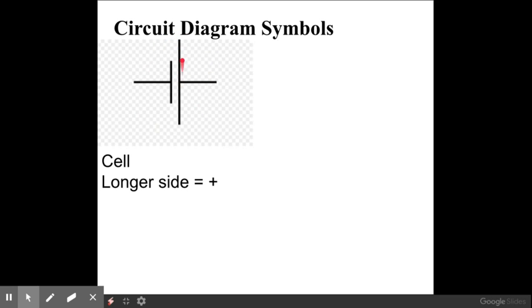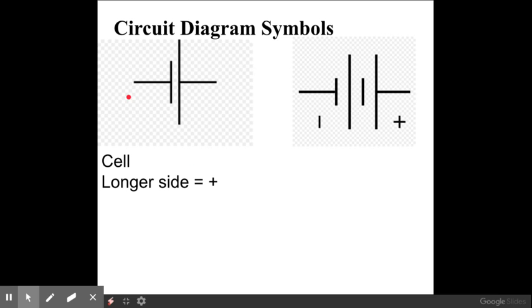And so right here, this longer side stands for the positive side and the shorter side stands for the negative. Remember, we say that the current flows from positive to negative. So if you put a bunch of cells together, you'll get a battery. And that is technically what a battery is. It's a collection of cells.